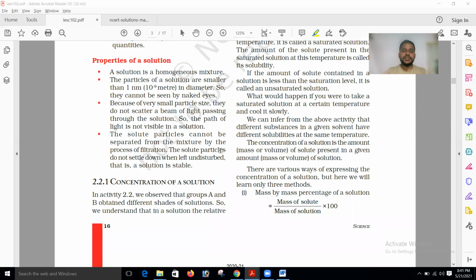Next, the solid particles cannot be separated from the mixture by the process of filtration. We cannot easily separate the solid particles from a solution by filtering, because they are already dissolved in that mixture, so they cannot be separated by filtration.